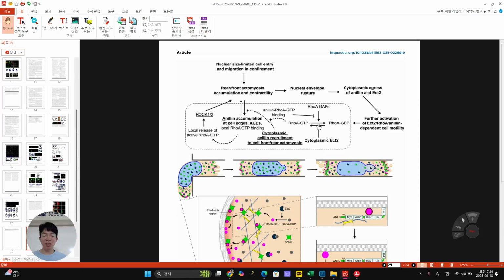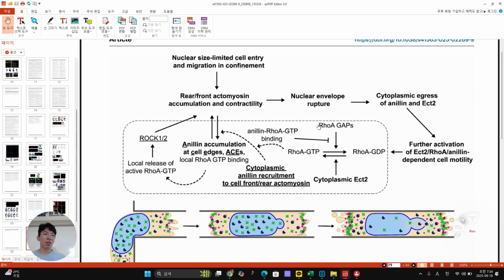And finally, this same schematic, but a more concise schematic, is applied in the main figure. That is another one. Let's see. Okay, first, nucleus-limited entry and migration in confined spaces. Initially, the nucleus is pressured in the confined area. And then initially anillin and Act2, some part they are already inside the cytoplasm, 10%, 5%. So they are localized back and front, with back and front accumulation and contractility happening.